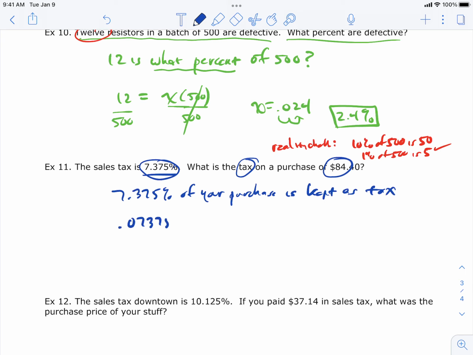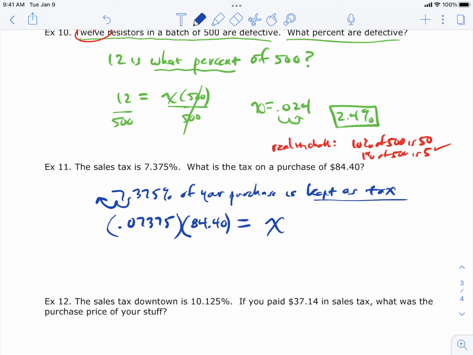Now we can start solving already. Make this into a decimal, slide it 2 places to the left, exactly 2, no more, no less. 0.073% of means times your purchase was, what did I have there? I had an 84.40, so that will go there, is kept as tax. That's what we want to know. What's the tax? Well, that was a nice equation.